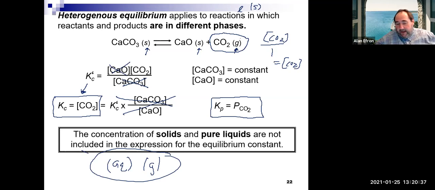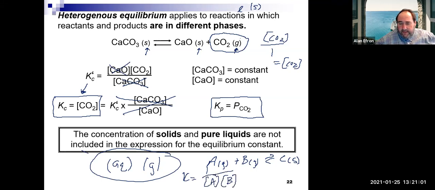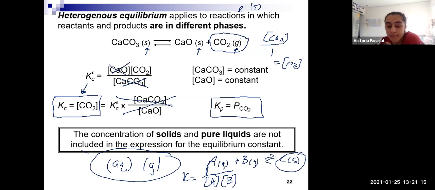If you had a reaction like this, and maybe you had a solid or a liquid on the product side, if you were to write the K, it would be 1 over the concentration of A times the concentration of B. That's how you would handle it: if everything on the product side is not included, you just do 1 over your reactants. Yeah. If CaO was aqueous, would it be included?